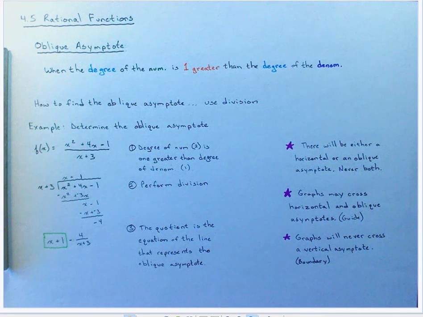Okay guys, we had 3 that we looked at. We looked at vertical, horizontal, and oblique. Horizontal had just a little bit more that you had to memorize for it, but really only 2 things. Our vertical was simply taking the zeros of the denominator. Our oblique, you had to do some long division.